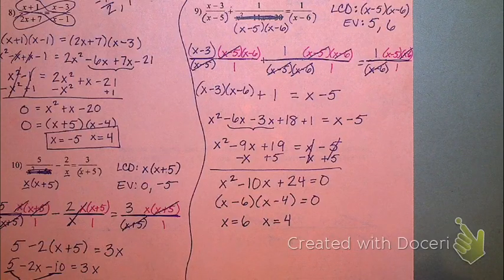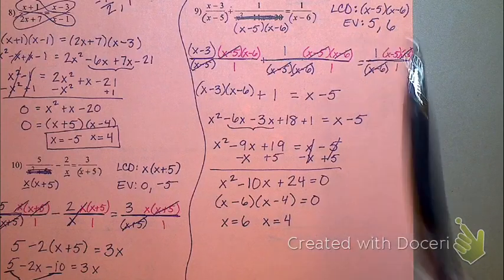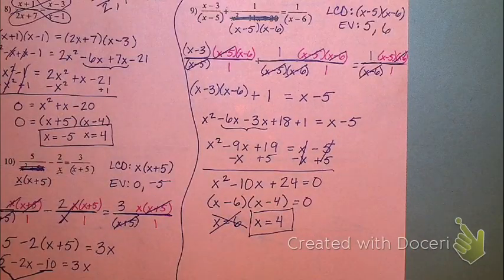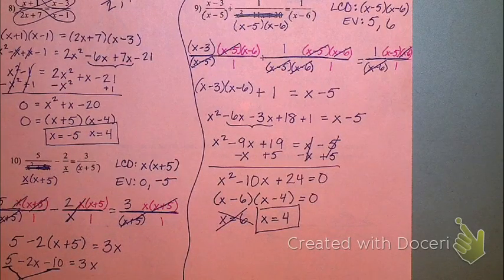Can I box both my answers? No. Why not? Because 6 was excluded. So I just crossed that out and only boxed 4. By the way, what if both my answers crossed out? It would be no solution.